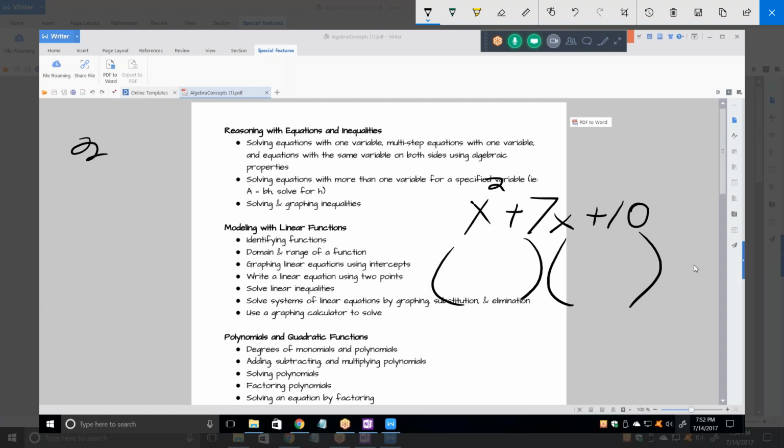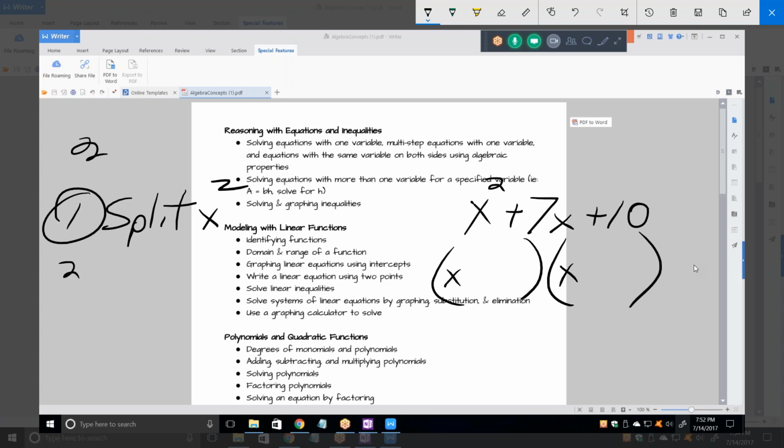Step 1. Split up the x's. How does that x squared get split up? Just an x. X there and x there.